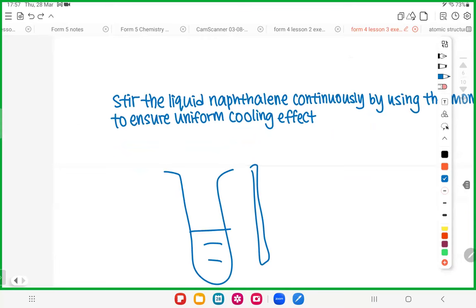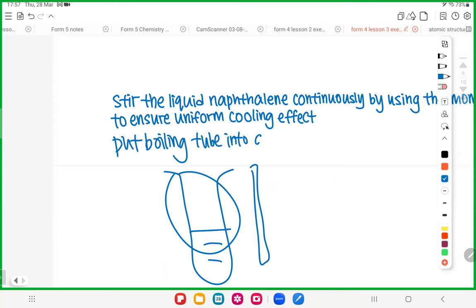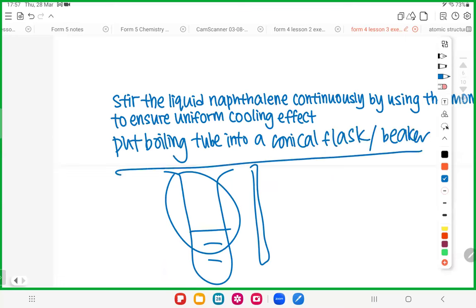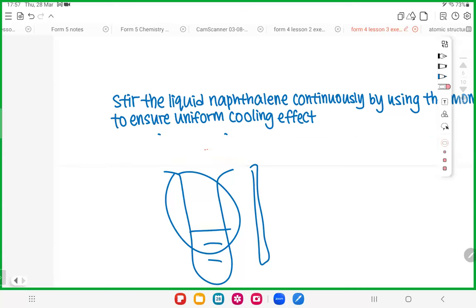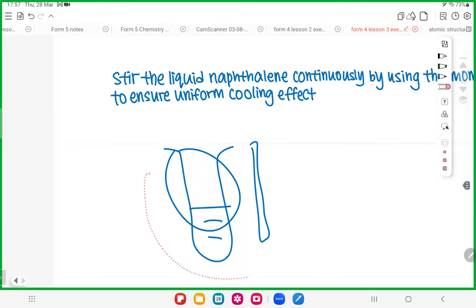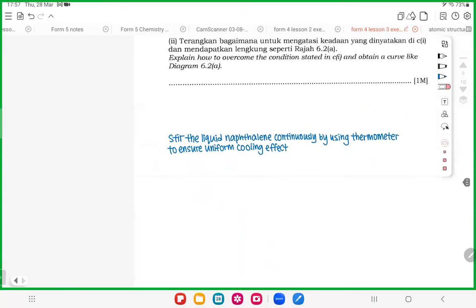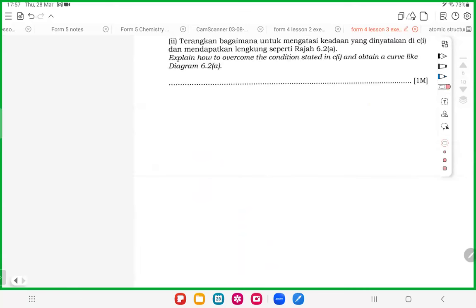So use the conical flask, or I'll write this: put the boiling tube into a conical flask or into a beaker. I will only write this answer if it's 2 marks. But since in this case the question is only 1 mark, I will write the best answer to avoid supercooling. The best way to avoid supercooling is to stir. So remember, you must stir.